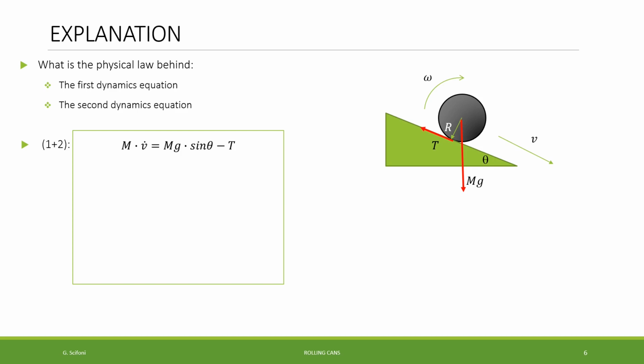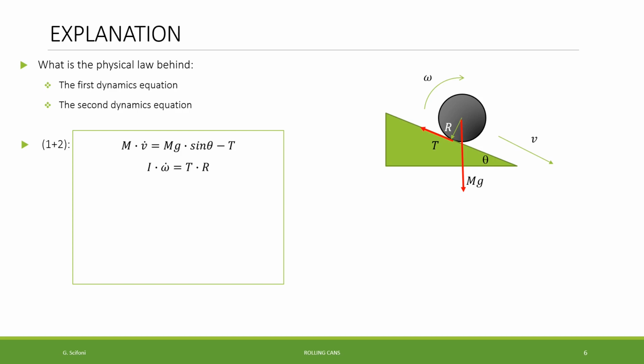We are now projecting those forces along the motion axis, that is the surface of the rolling board. Saying theta the inclination angle of the board, the projection of the weight along this axis is mg times sine theta. The friction T is parallel to the board but opposite to the speed, therefore it has a negative sign.